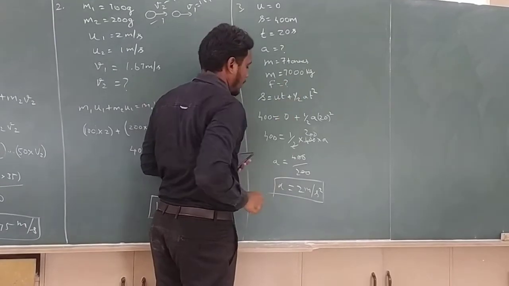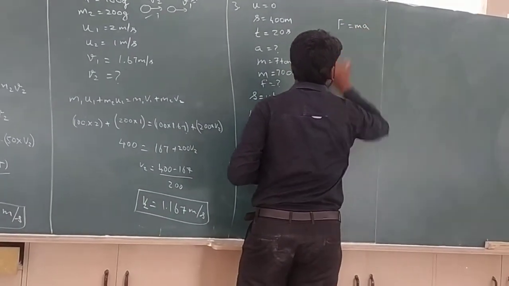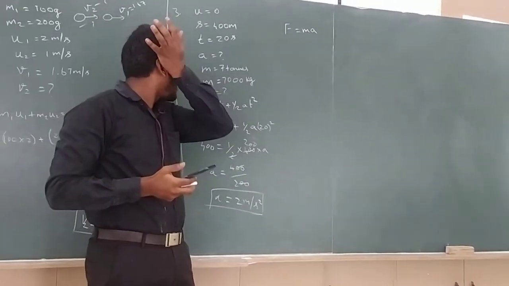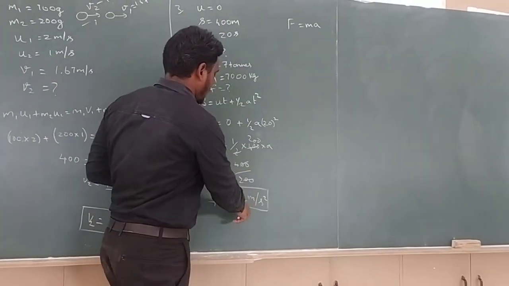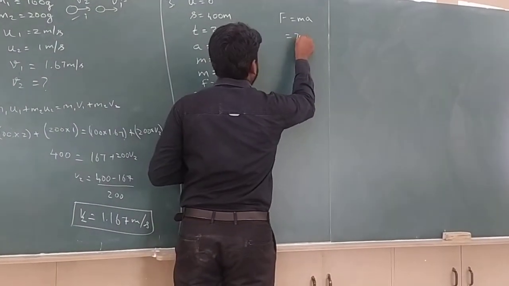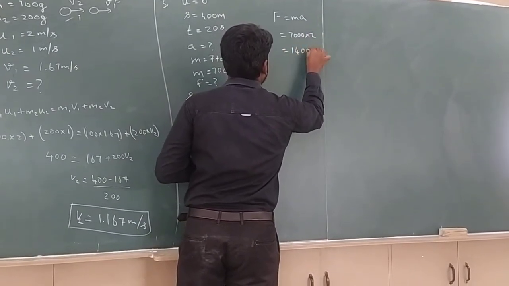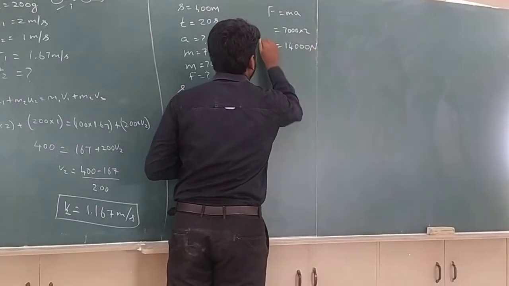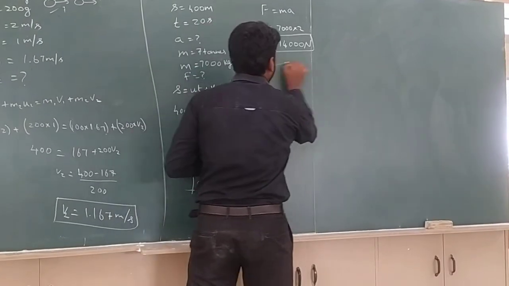Now they have asked us the force. Force also we have to find. What is the formula for force? F equal to ma, right? According to Newton's second law of motion, we know that F equal to m into a. So mass is given as 7,000, acceleration we have found as 2. So multiply 7,000 into 2, which will be 14,000. What is the unit for force? Newtons, right? So force equal to 14,000 newtons.